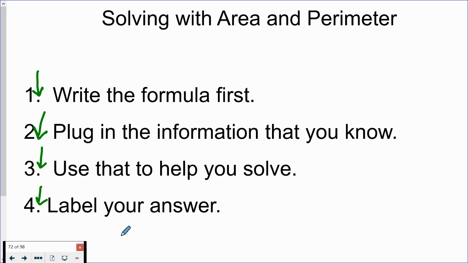If you get really stuck, use your teacher's office hours and let your teacher know that you need help. But give this a try, take your time, use your formulas. You can do this. All right, 4th grade, keep up the good work.